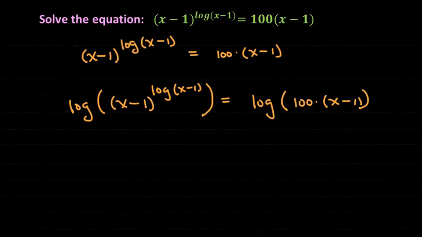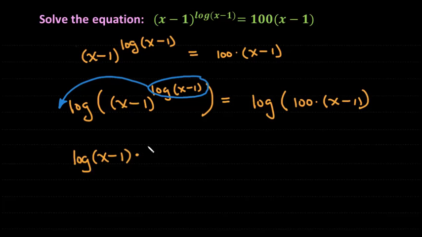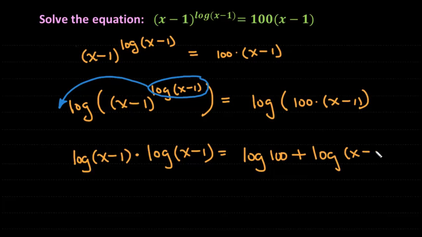Invoking the properties of exponents for logarithms, we can move this expression here out from its exponential position and put it right here. And so then we have log of (x - 1) times log of (x - 1) is equal to, and for this expression here we take the product and we have the logarithm of that. And from the properties of logarithms, the log of the product is the sum of the logs. So then we can write log of 100 plus log of (x - 1).